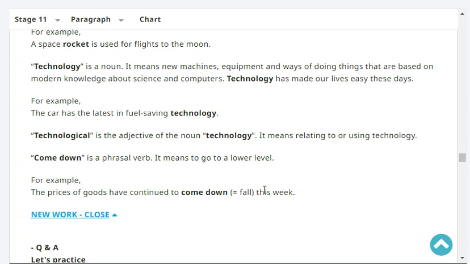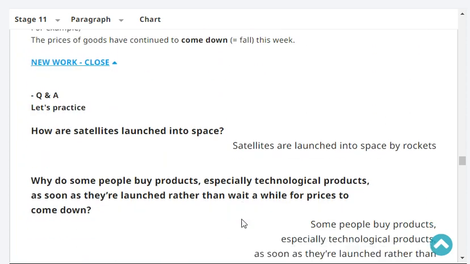The last part is come down. It is a phrasal verb. It means to go to a lower level. For example, the prices of goods have continued to come down this week. Let's practice. How are satellites launched into space?